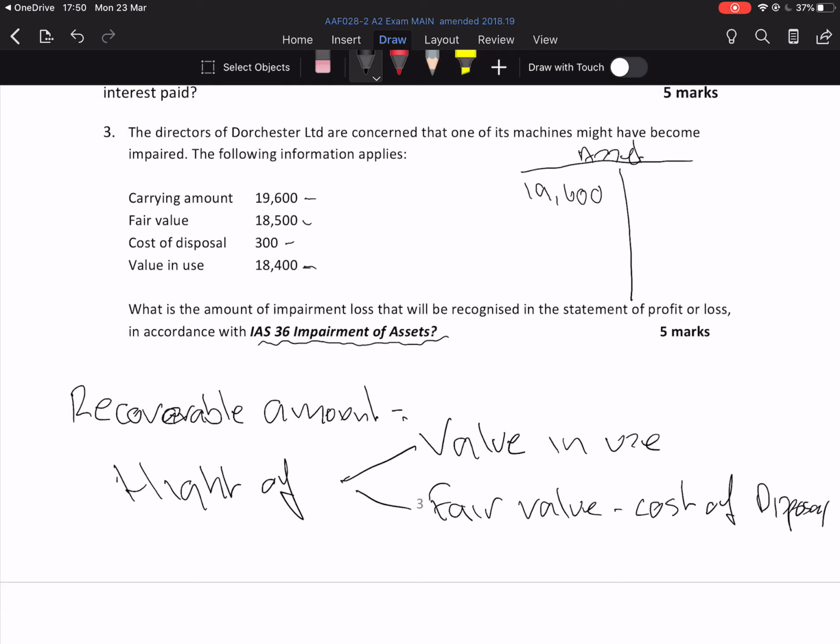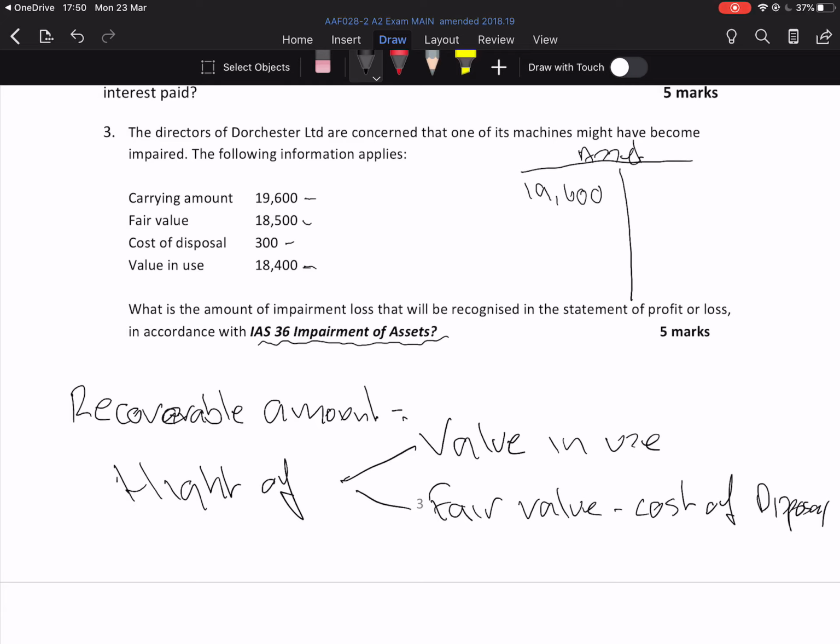The other terminology is what we call the fair value. So the fair value in this example is 18,500, and that's defined as the price that the seller would receive in what they call an orderly transaction between market participants. So in other words, it's what is the value that it would sell for in the normal marketplace. Okay, so we need to determine what the recoverable amount is and then take it away from the carrying amount.